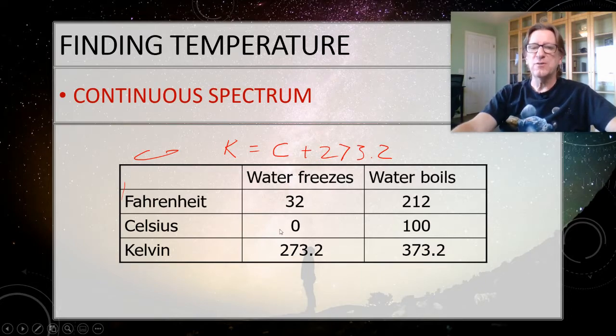So water freezes then, let's do this together. Take the 0, you plug that in there. 0 plus 273.2 is 273.2. So water freezes at 273.2. Water boils, put in 100 here, and I get 373.2. But do you see that there's still 100 degrees between water freezing and water boiling?